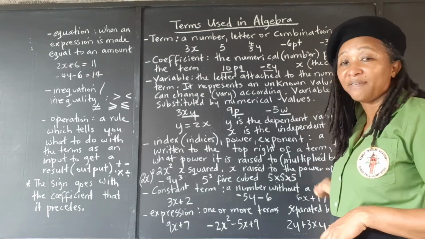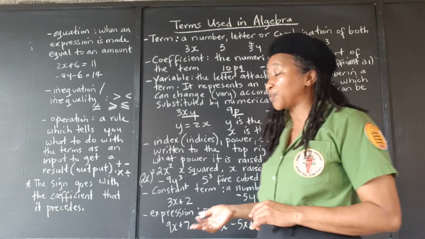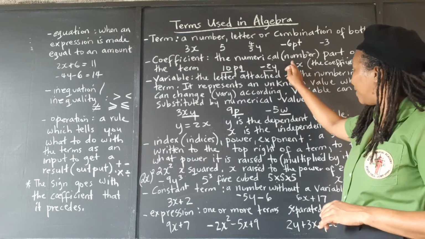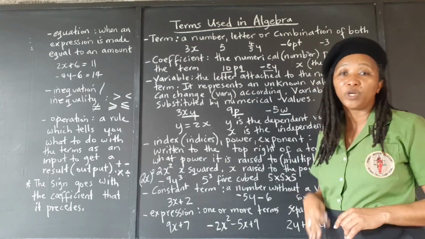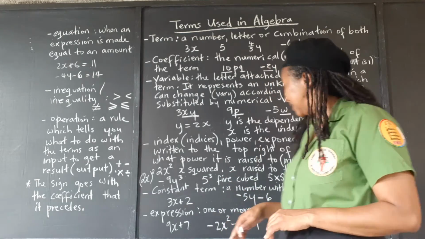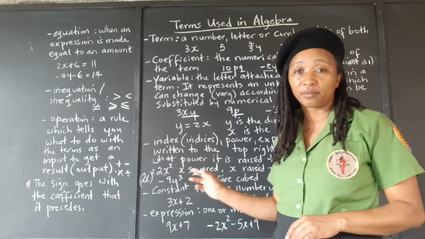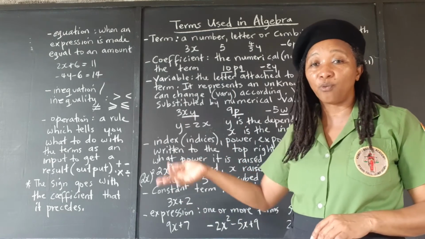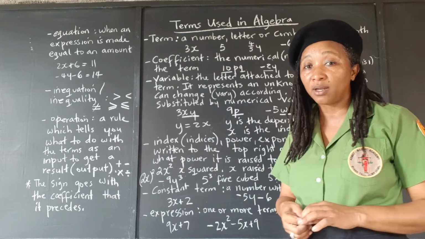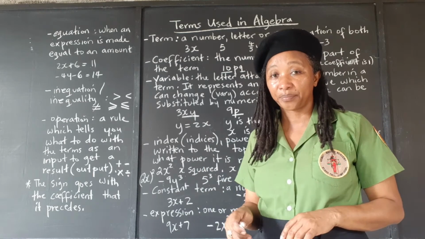If we just have a letter by itself, in the same way as we're saying x by itself has a coefficient of 1, which we don't bother to write, it's understood. Likewise, x by itself also has a power of 1. X to the power of 1. We don't write the 1, but you must remember that it is there.